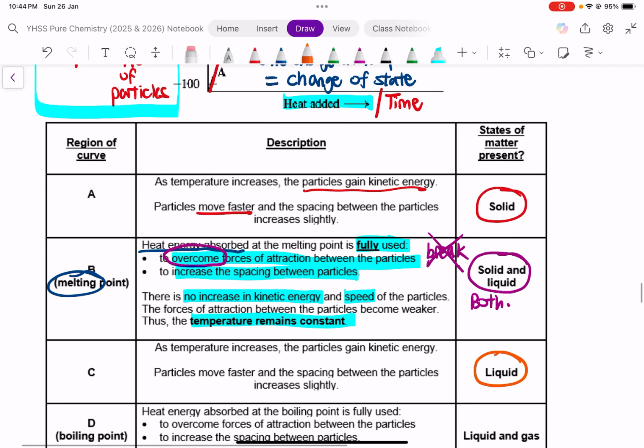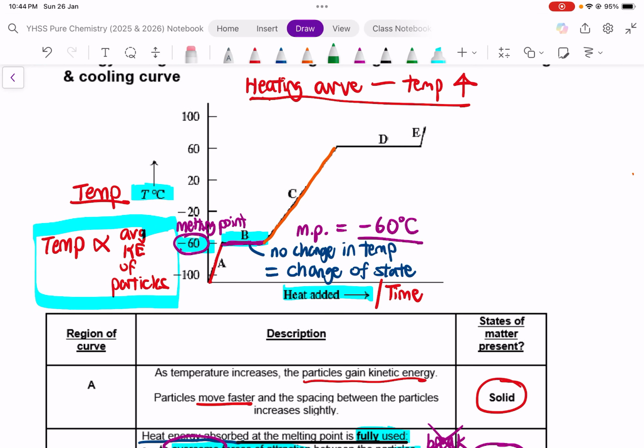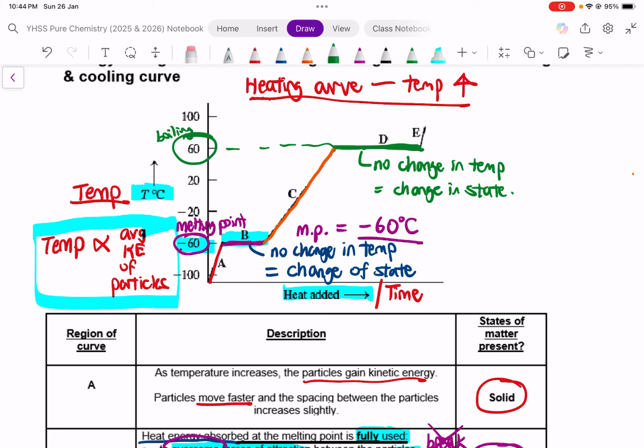But there will come a point where the liquid reaches its boiling point. And you notice that is where region D is. Region D. Again, there is no change in temperature because the graph is completely flat. This indicates there is a change in state. So now what is this change in state? Originally, it was a liquid. So the liquid must be turning into a gas. Therefore, this is the boiling point. So we say that the boiling point of this substance is 60 degrees Celsius.